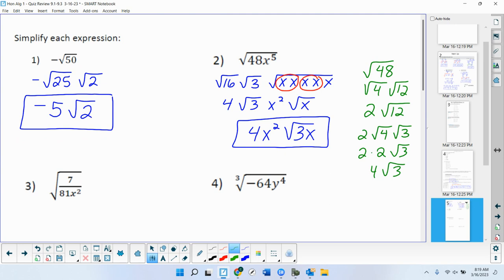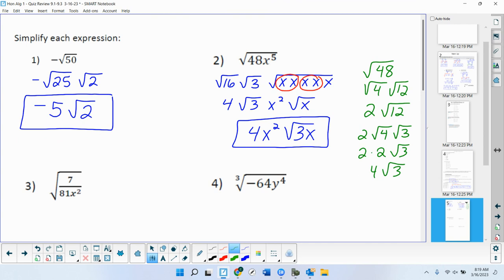Okay, is 6 a perfect square? 6 would not be. Is 8 a perfect square? No. So that's why you don't use those. You want to use a pair of numbers such that one of them is a perfect square. Okay. All right, next one.